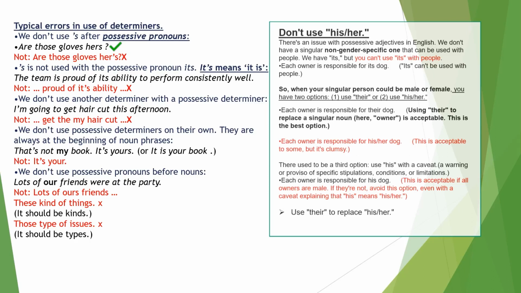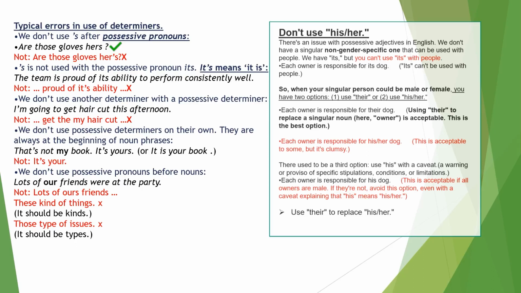So when your singular person could be male or female, you have two options. Use their or use his or her. Each owner is responsible for their dog. Using their to replace a singular noun, here owner, is susceptible. This is the best option. Each owner is responsible for his or her dog. This is acceptable to some, but it's clumsy.